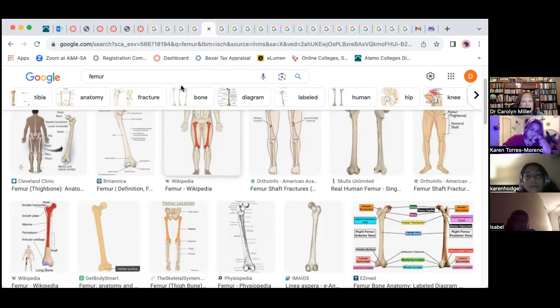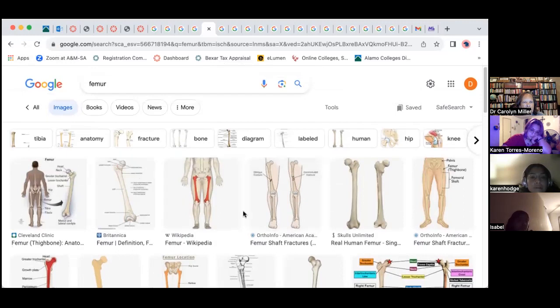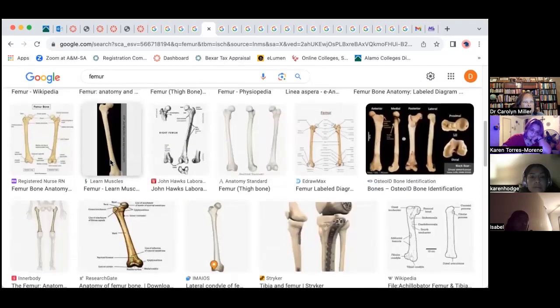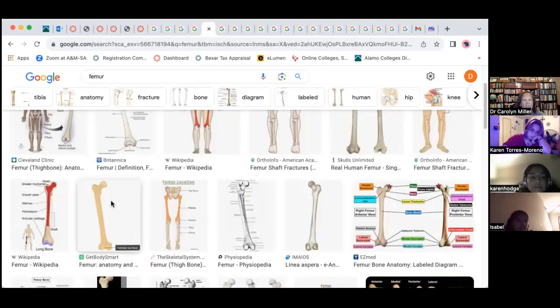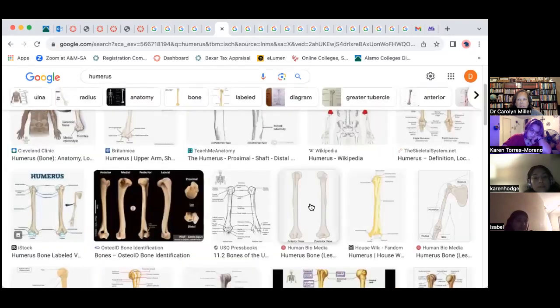Here is this one. I could use this one. I could also use this one. That one has too much writing on it, but this is a good one with a black background, or this one for the femur. Here's the humerus. This is a good one. This is an even better one, showing you both.